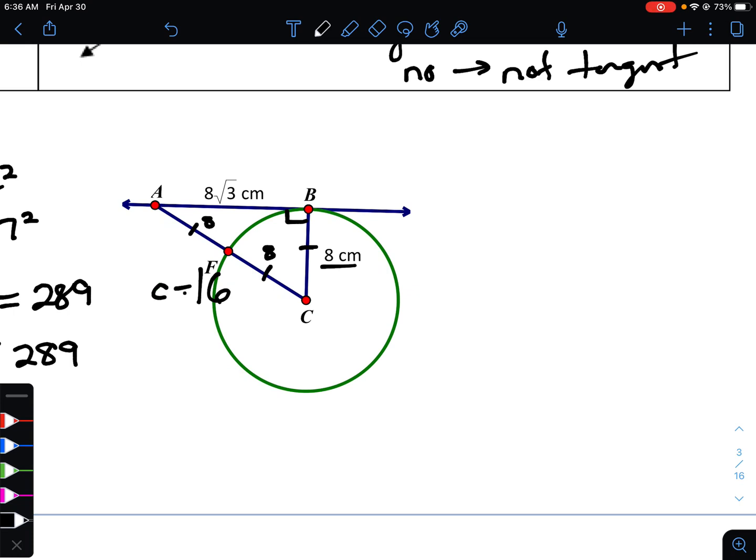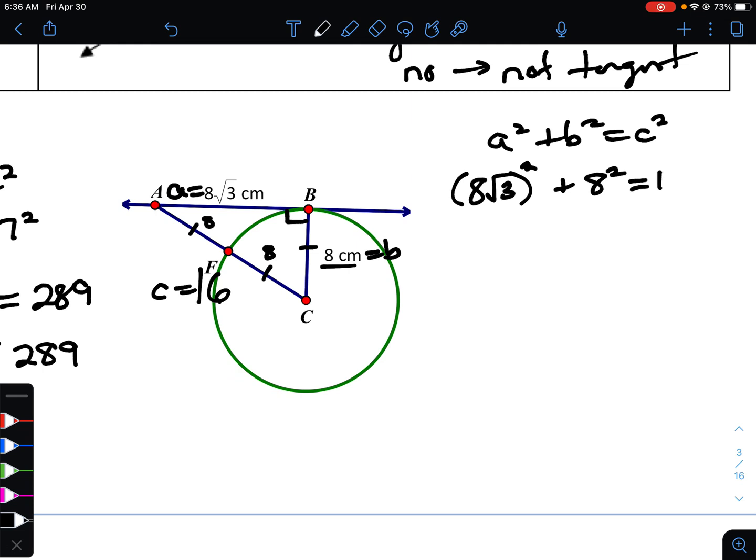Again, the longest side, our hypotenuse, has to be C. What you make A and B doesn't matter. I'm going to let A be the 8 multiplied by the square root of 3, and B be equal to 8. So again, let's check the Pythagorean theorem and see if it is true. Putting those numbers in, we'll have 8 times the square root of 3 squared plus 8 squared is equal to 16 squared.